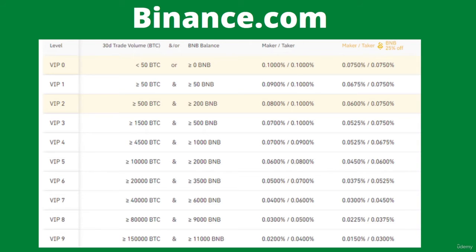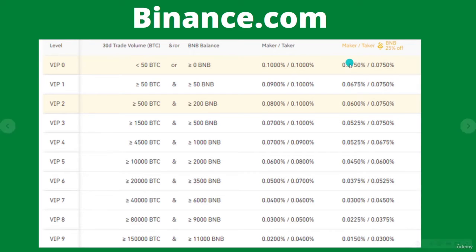VIP level 0: your trading volume is less than 50 Bitcoin, or you hold any amount of BNB. So this is like using BNB to pay your fees. It's the same thing as Binance US. You have 0.1% not using BNB, and if you use BNB to pay your trading fees, it's 0.075. So it's the same standard one that you see.